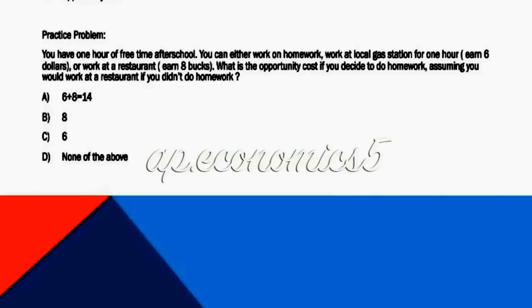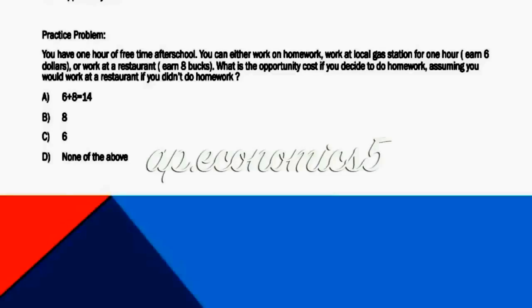Okay. So in our movie theater and restaurant example, you had a decision to make. Either you can go watch a movie or go to a restaurant since you only had $10 and you could only make a choice of going to one or the other. In this case, you have 3 options. You can either do homework, work at a gas station, or work at a restaurant. And the instructions say that you would work at a restaurant if you didn't have homework. So your second best option is working at a restaurant and earning $8.